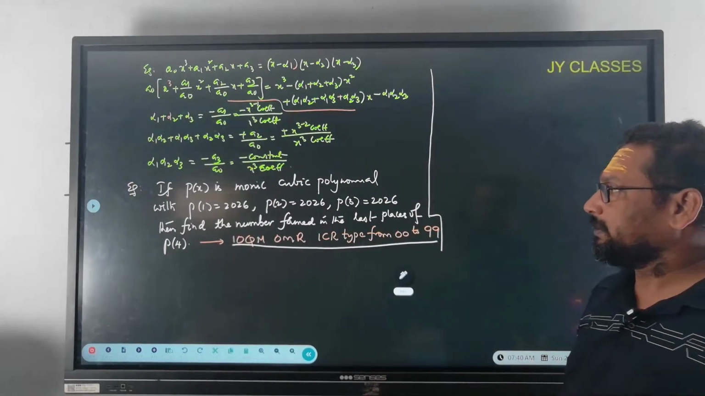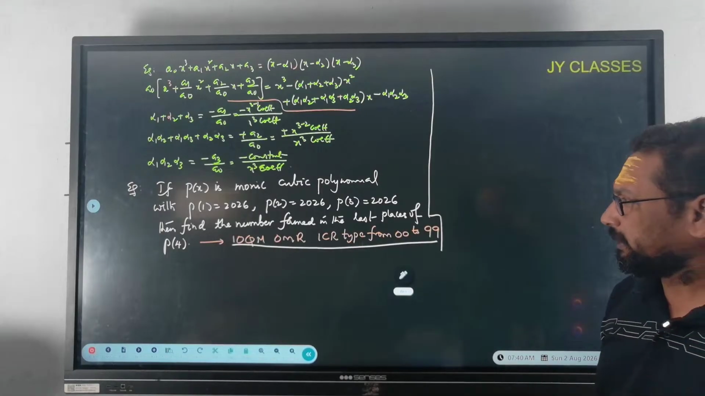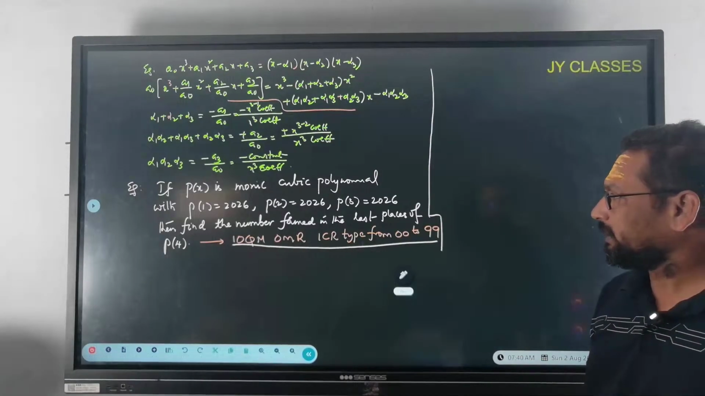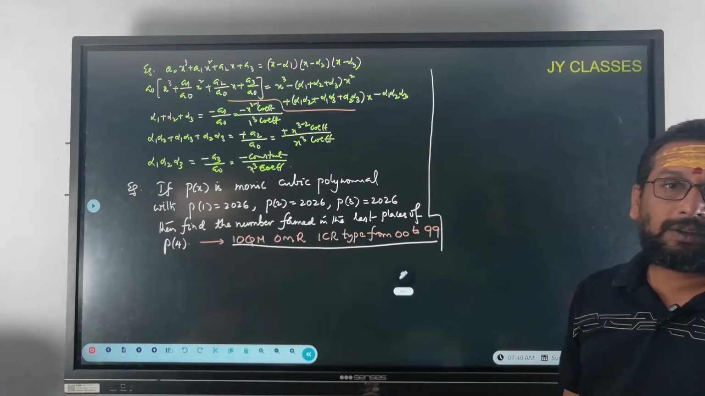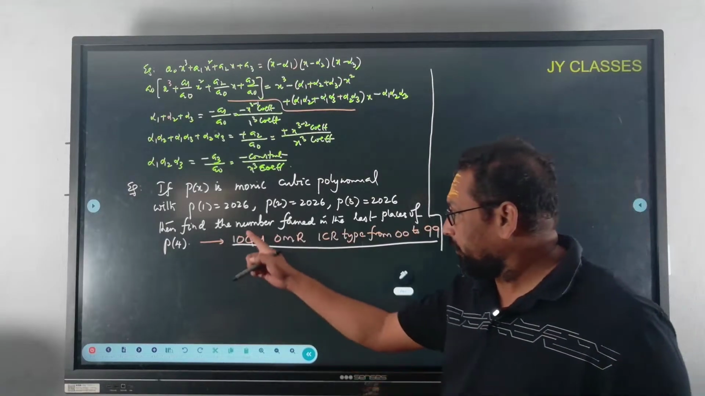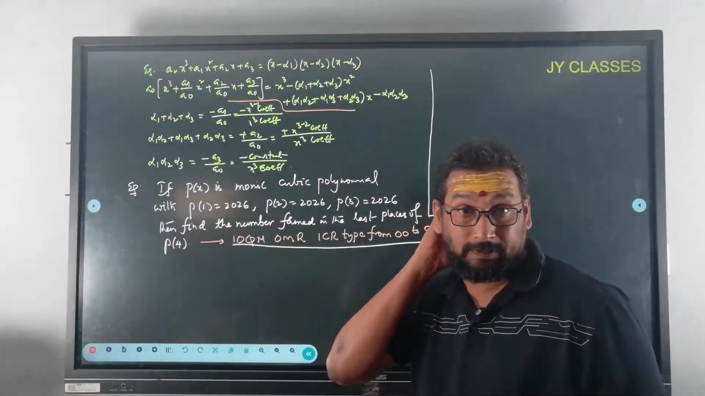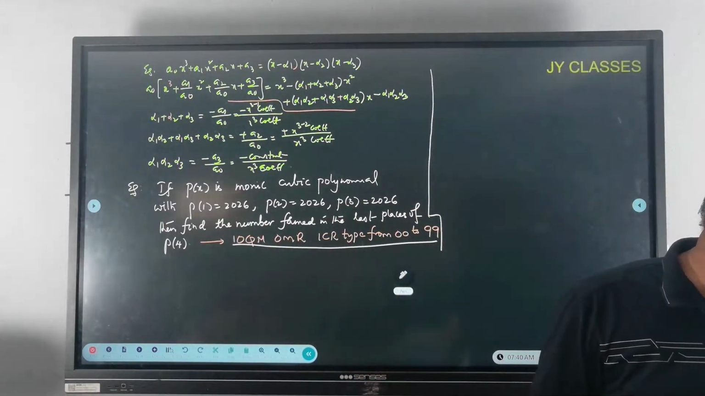P of x is a monic cubic polynomial with P of 1 is equal to 2026, P of 2 is equal to 2026, P of 3 is equal to 2026. Then the number formed in the last 2 places of P of 4 is. Okay, that is the question. Listen carefully.